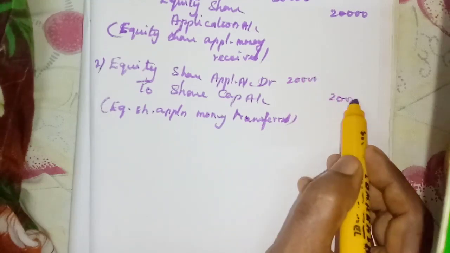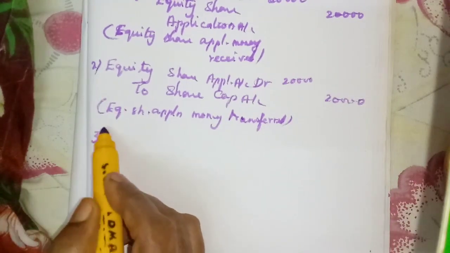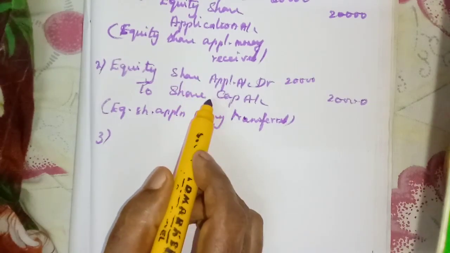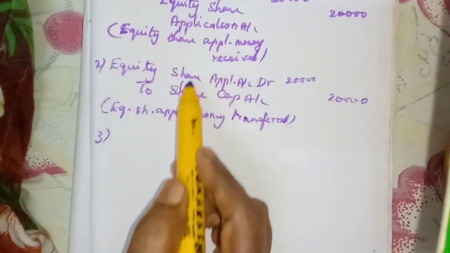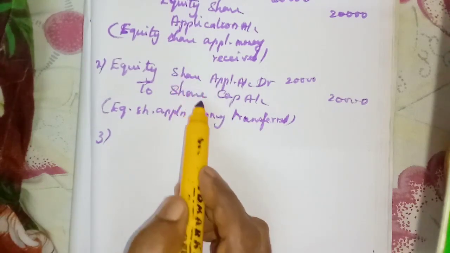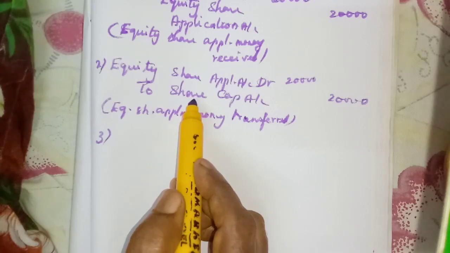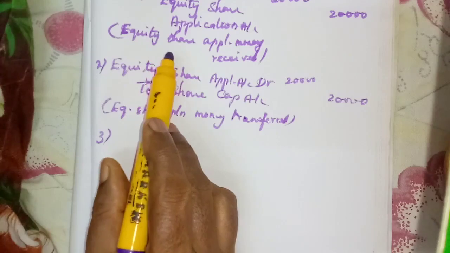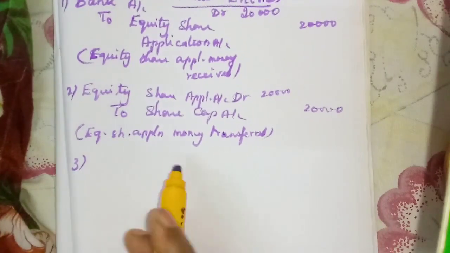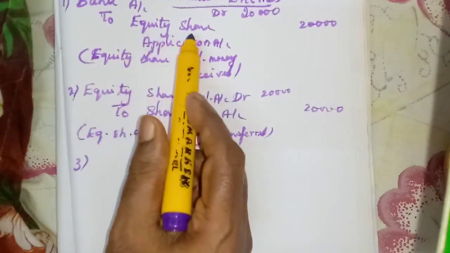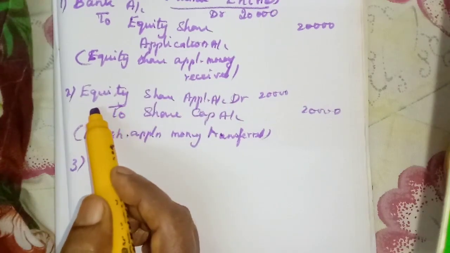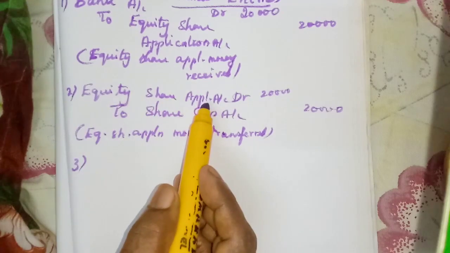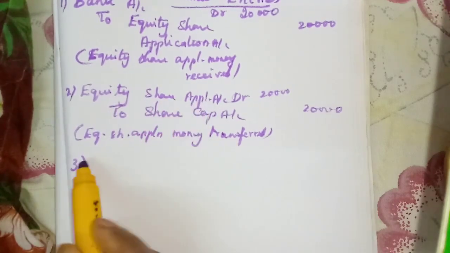Okay, 2 entries, one for each process. The first one is when we receive share application money. The second one, we transfer the share application money to the share capital account, because this is a part of share capital we have received. So: bank account debtor to equity share application account. Next, equity share application account debtor to share capital account.